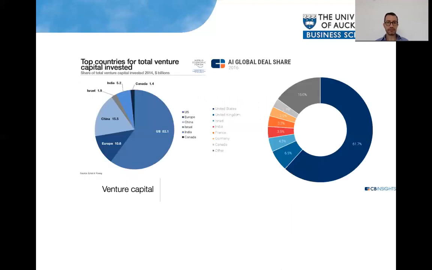This is a slide from 2014, but it's probably still very representative, and it shows you the share of venture capital invested around the world. You can see that the United States is still a dominant player, but other countries such as the United Kingdom also feature. Israel is a very peculiar example: a small country with a solid venture capital market. So the US is the dominant player, but venture capital is well spread around the world.